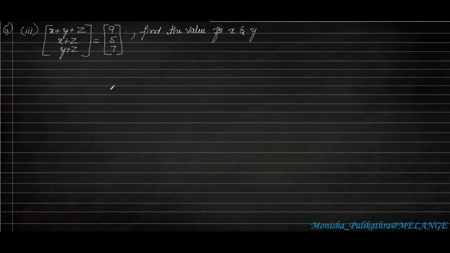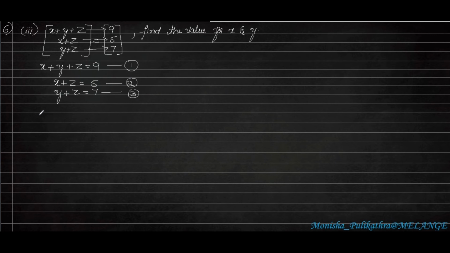Moving on to the third subquestion of the sixth problem. Again we need to find the value for x, y and z. Since the two matrices are already given equal, these equations will be equal to the numbers in front of them. Let the first equation be x plus y plus z is equal to 9, the second be x plus z is equal to 5, and the third be y plus z is equal to 7.